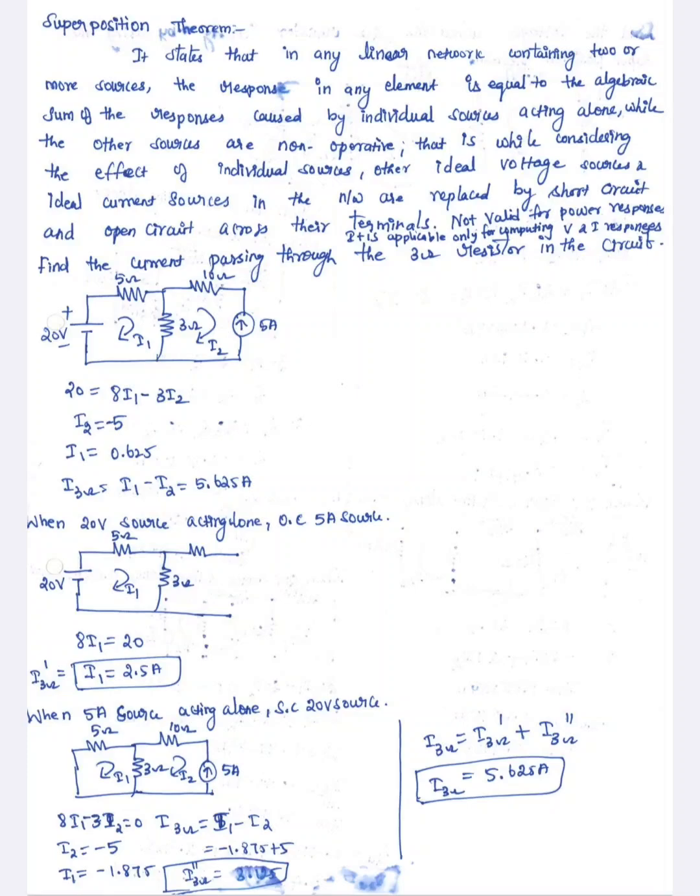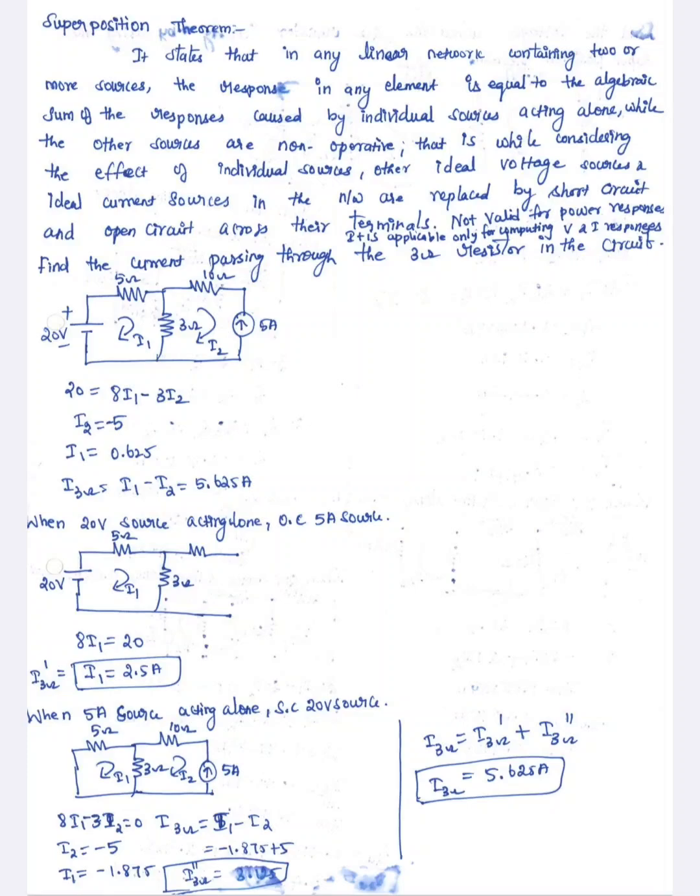So here one side of the equation can be proved, as I told in the statement, by keeping the given sources, both the sources, active. Here the given sources are the 20 volt source and the 5 amp source. So we have to keep both the sources active. How can we find the current flowing through the 3 ohm resistor? You can apply mesh analysis here.